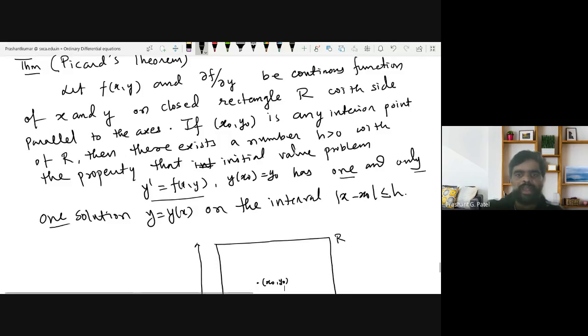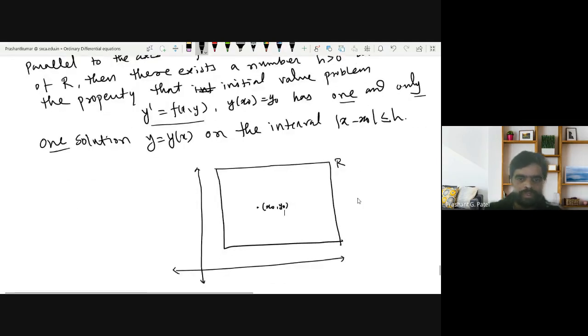There exists a number h with the property that the initial value problem, that is y dash equals f of x, y, has one and only one solution, which is y equal to y of x on this interval in this neighborhood of x0. So here is the point x0 you will have. This is x0. So this is the interval x0 minus h to x0 plus h.